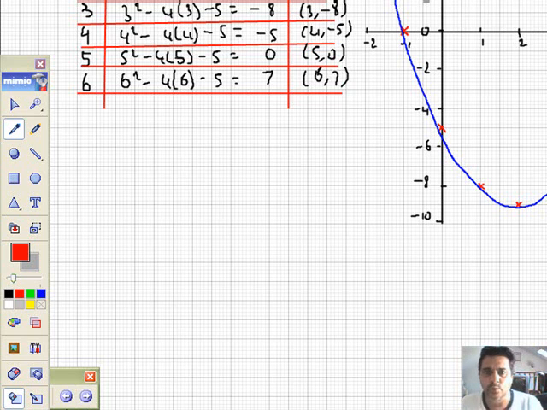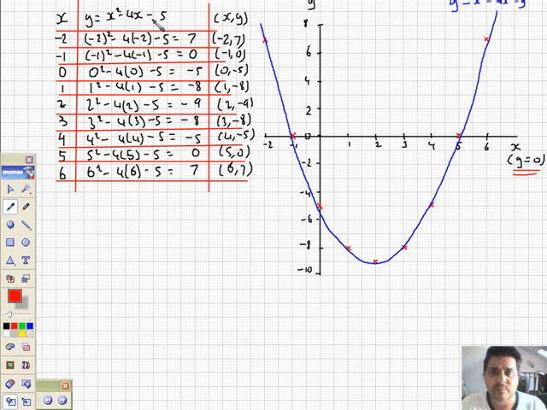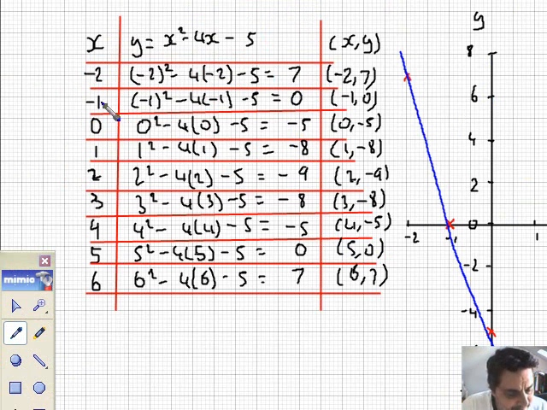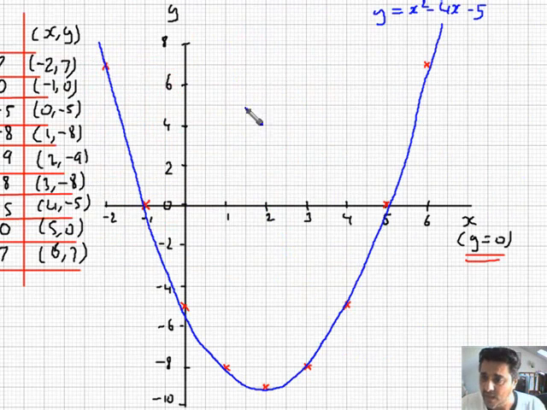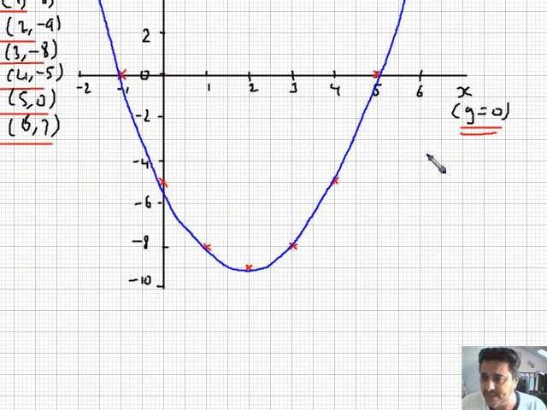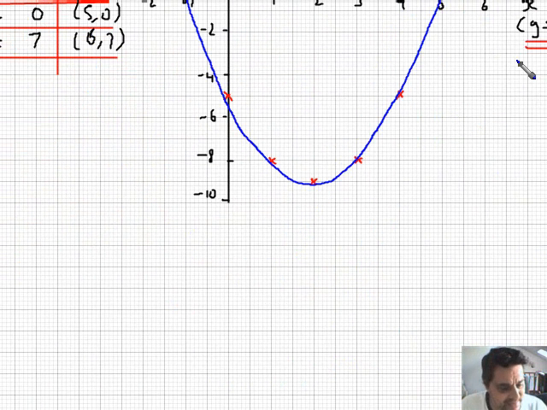I won't talk about the coordinates, but there we are. Y equals x squared minus 4x minus 5, it says there. I've gone from minus 2 to 6. I've drawn it in, and trust me, it's quite hard freehand working on one of these little pads. I've labelled it, again emphasising that y equals 0 is the x-axis.